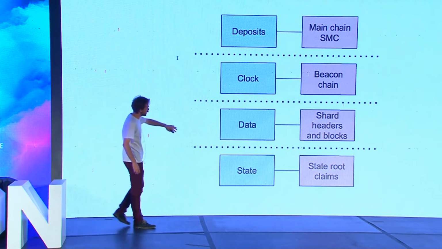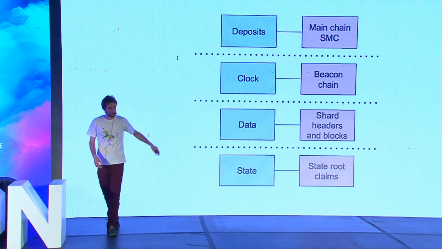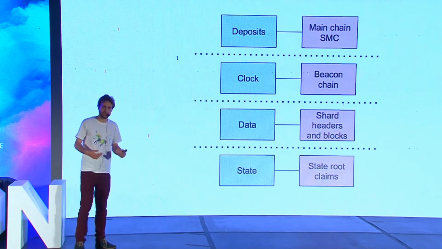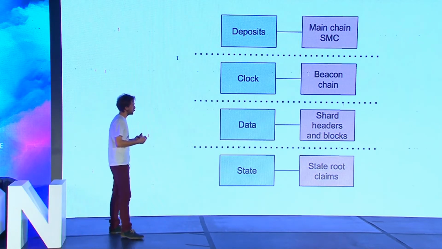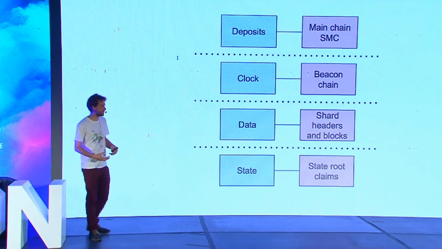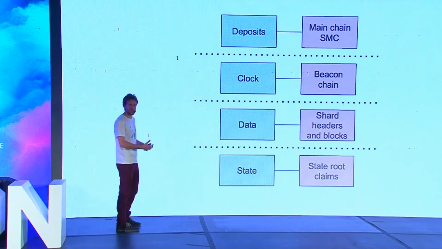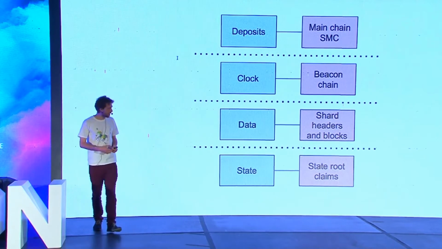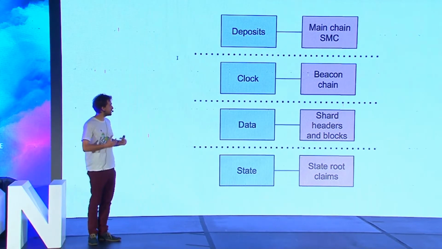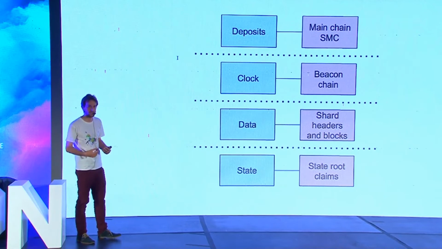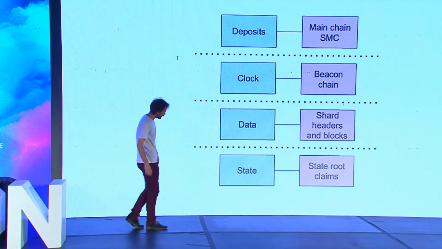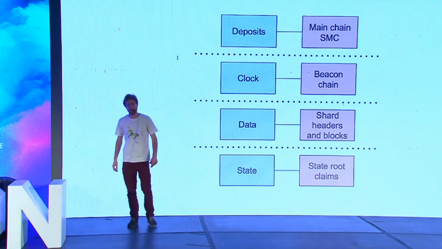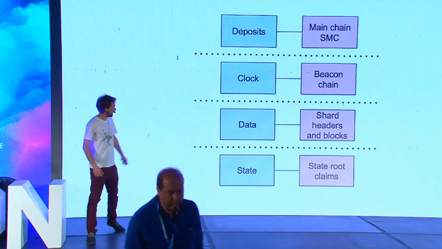The third layer is the most interesting one, the data layer. This is where the validators come to consensus as to what data is available in the shards. This is the most challenging problem, the data availability problem. How do we know that the data in the shards can be downloaded, because no one is a full node of the whole system.